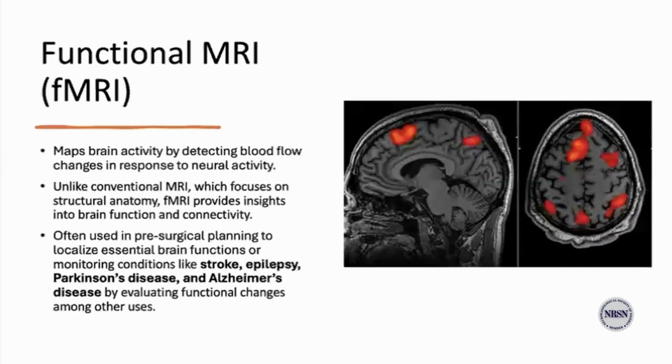And then we have functional imaging, functional MRI, or what we call fMRI. fMRI is all about mapping brain activity by tracking changes in blood flow that happen in response to neural activity. Unlike regular MRI, which focuses on the structure, fMRI gives us insights into how different parts of the brain are working and communicating. It's especially useful in pre-surgical planning, and hence helps us to localize essential functions like speech or even movement. It is also used to monitor conditions like stroke, epilepsy, Parkinson's, and Alzheimer's by assessing functional changes over time.